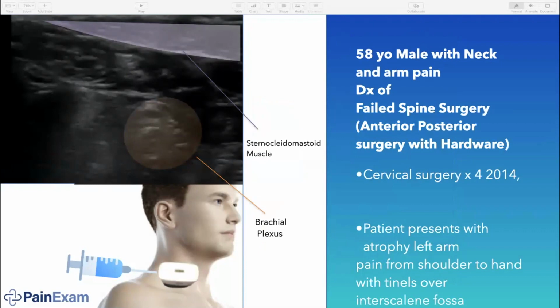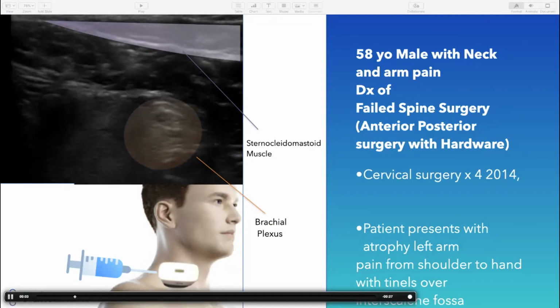And once again, in case you forgot what the last 4 pictures of the interscalene block look like, you have it right here. This is a larger patient with a thicker neck. He had surgery, posterior and anterior cervical surgery with fusion. There was no way I was doing an epidural in the back of his neck because he had a large scar in the back of his neck. He had pain right here, radiating down his arm, and he had a cervical radiculopathy. With an interscalene block, he did great. He did have atrophy of his left arm prior to the block, as well as tenderness over the interscalene fossa, right here.